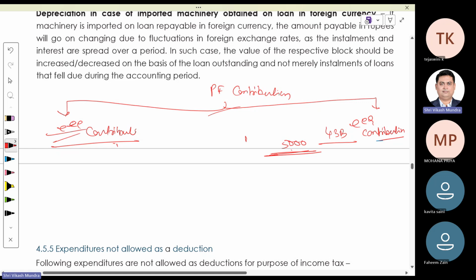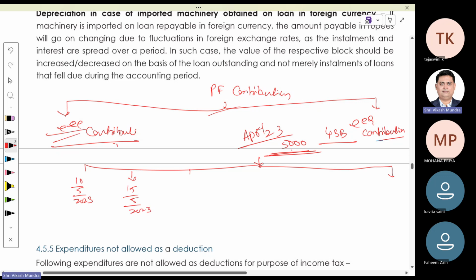So this 5,000 belongs to the month of April 2023. The due date for making payment of this money to the income tax department is again next month, the 15th. So I made payment of this money on 10th May 2023. I made payment on 15th May 2023. I made payment on 20th June 2023. I made payment of this money on 21st March 2024.